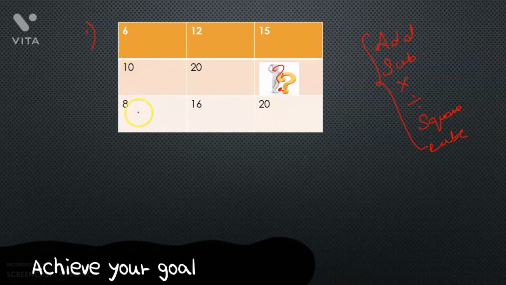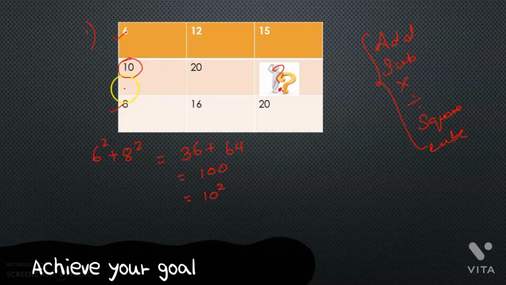6, 10, 8. Now I am going to use the square. I am going to add the squares of the first element and the third element: 6 square plus 8 square. What is 6 square? 6 square is 36. 8 square is 64. So 36 plus 64 gives 100. 100 is nothing but 10 square.